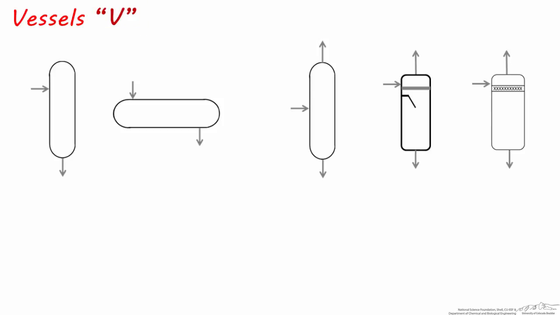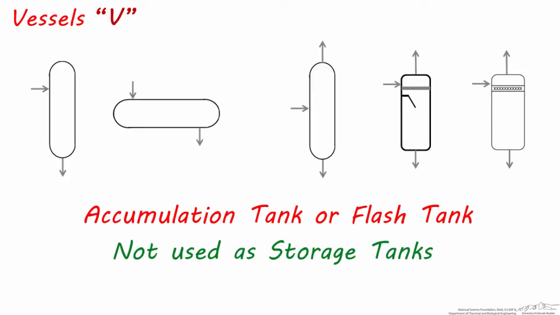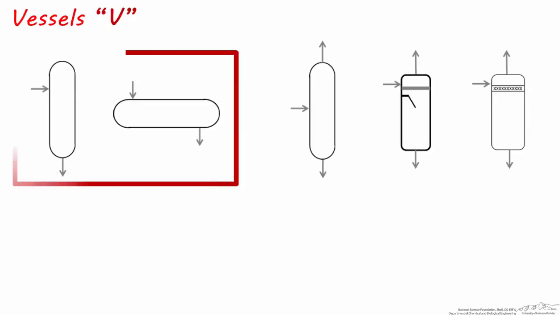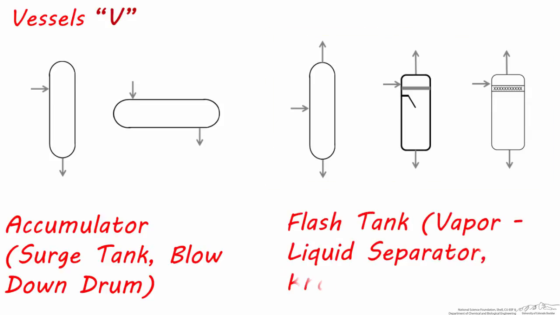Vessels usually represent accumulation tanks or flash tanks. However, vessels should not be confused with storage tanks. Vessels are process units, which means they have a process stream going through them and are not used for longer-term storage. These first two vessels are accumulators, also sometimes called accumulation tanks, surge tanks, or blowdown drums. These three symbols are common representations of flash tanks, which are also sometimes called single-stage vapor-liquid separators or knockout drums.